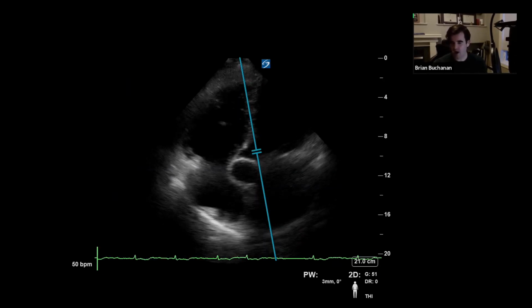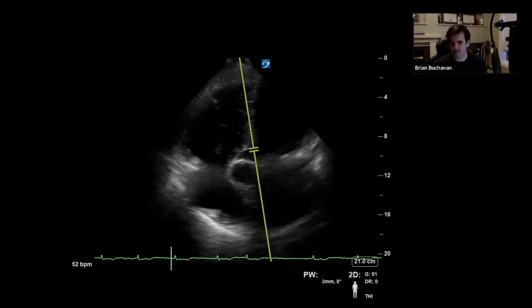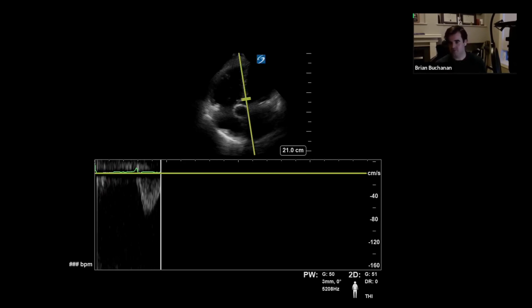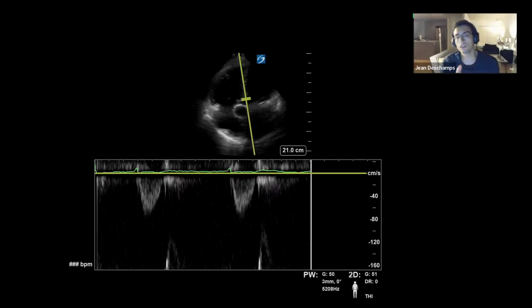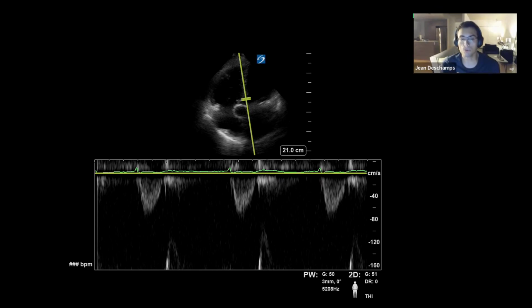So, I've gone ahead and acquired this, but what are your thoughts on this waveform, Jean? So the first thing is, when you look at this waveform, is that your angle is very, very off. And that would be, I would consider, past what should be allowed to properly have a good pulse wave Doppler VTI calculation.